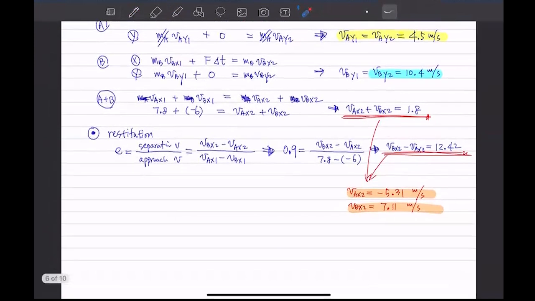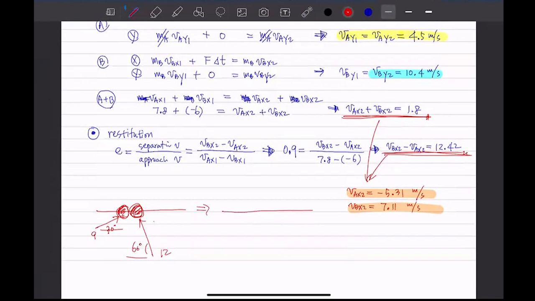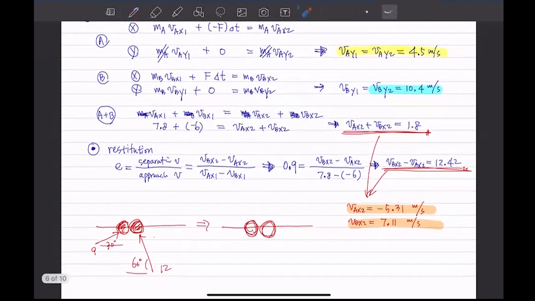Okay, so last step, if we just visualize what happened, there are two balls. They come in like this, 9 meters per second, and it's going in like that, 12 meters per second. And this has a 60-degree angle, this had a 30-degree angle, right? So they met up like that, okay? And after, when they separate, it's going to separate like vA,x2 and vA,y2.